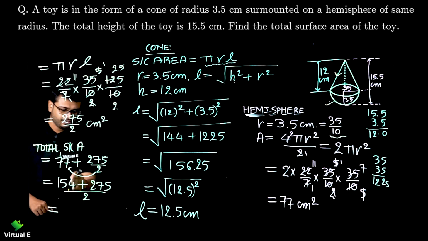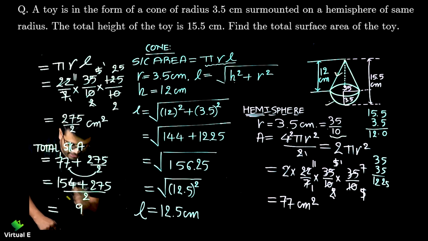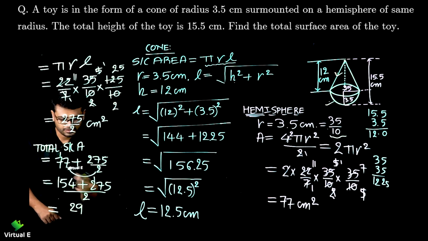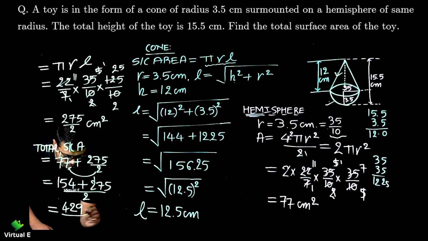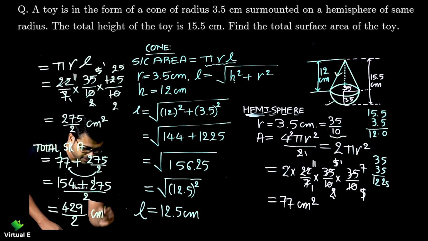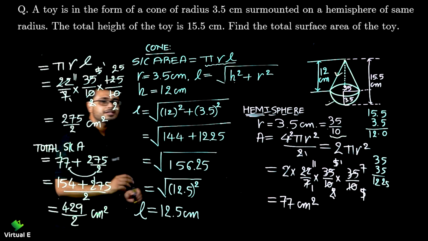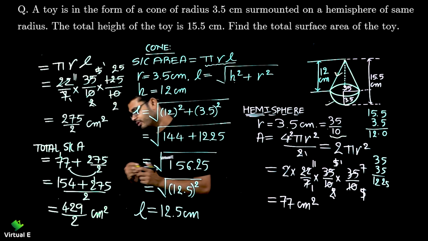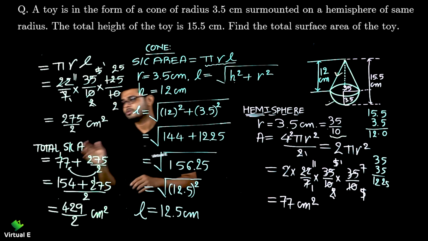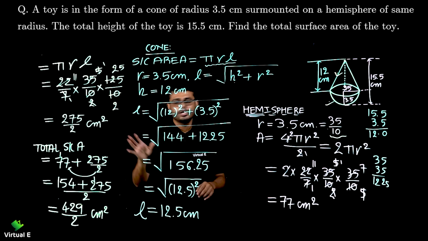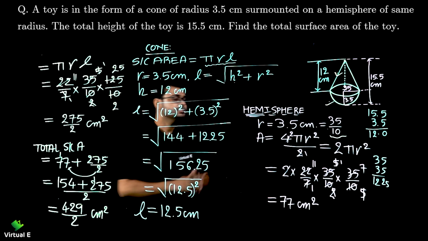So let's add 4 and 5 will give you 9, 5 and 7 will give you 12, 2 carry over 1, 2 plus 1 3 plus 1, 429 divided by 2 centimeter square. You can get the answer in decimal as well, it's correct. If you keep it in the form of a fraction, that is also correct. I am just keeping it as it is. You go ahead and get the answer in decimal, it's still correct.